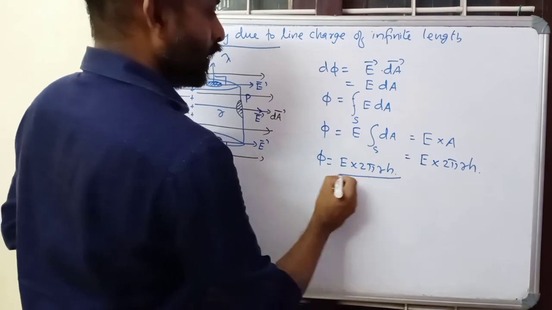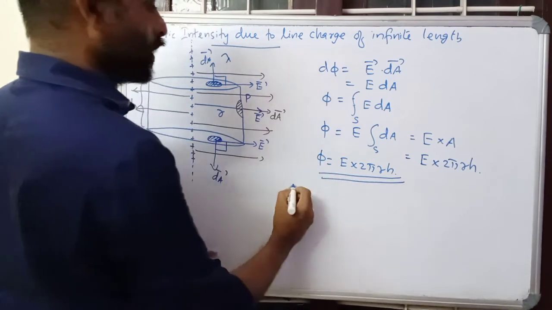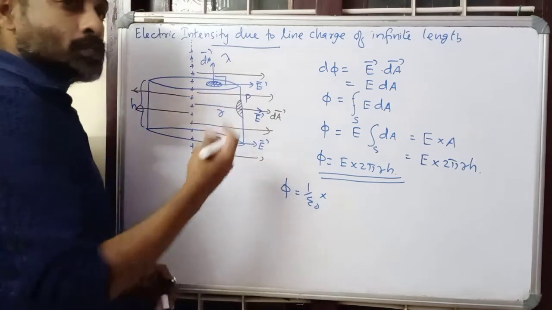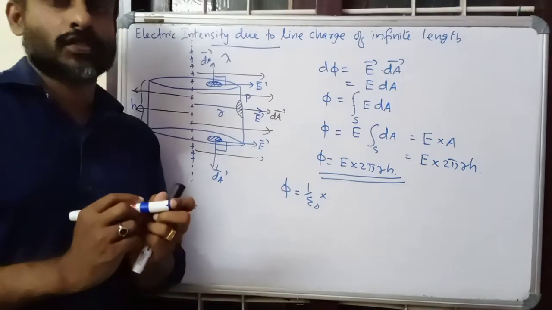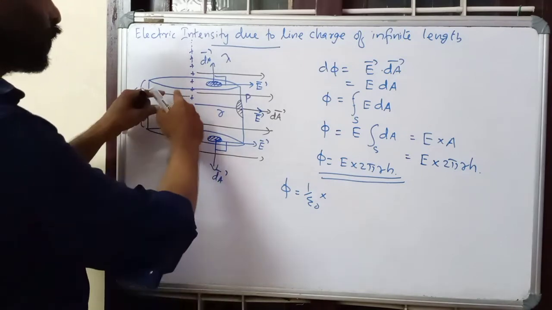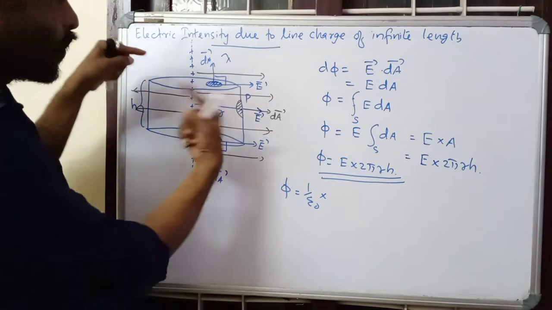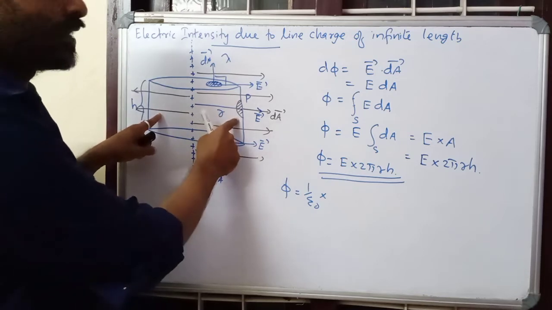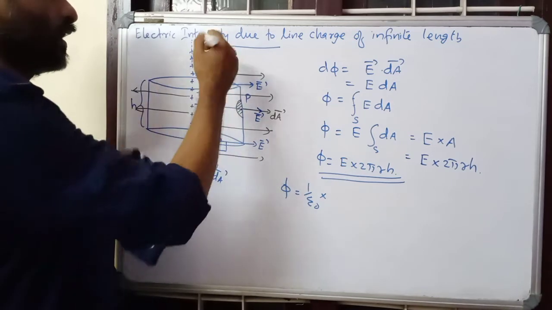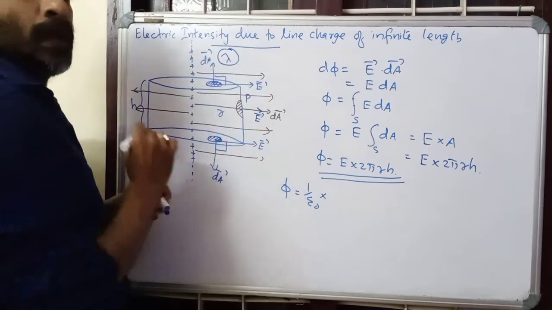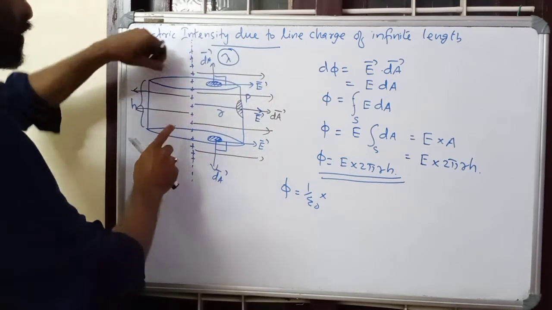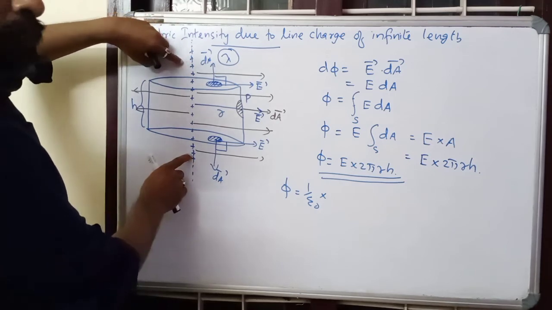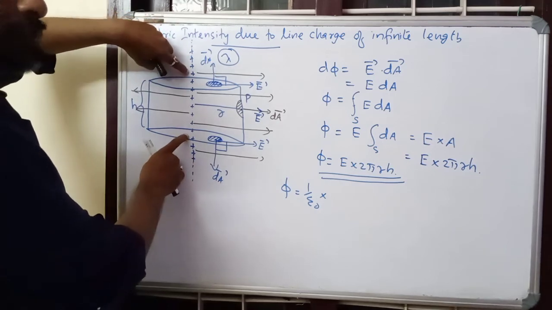Now we are going to apply Gauss's law. Gauss's law says that the total flux phi is equal to 1 by epsilon 0 times the net charge enclosed by the closed surface. I need to find the net charge enclosed by the Gaussian cylinder. I have a linear charge density lambda. Lambda means charge per length. I need to find the quantity of charge within this length h. I don't need the rest of the charge, only the charge within the Gaussian surface.